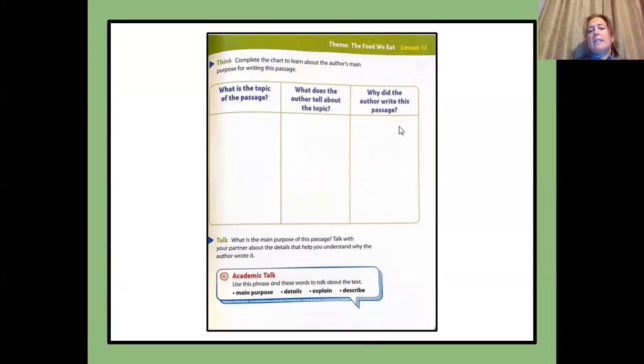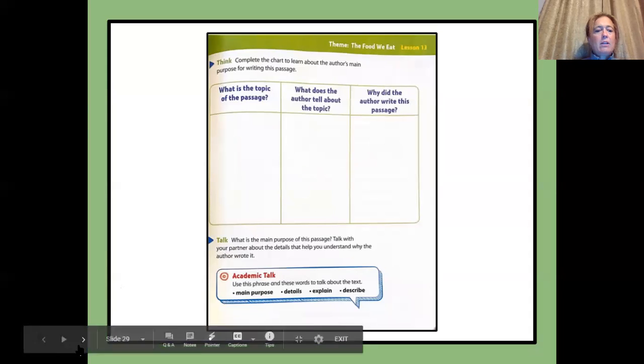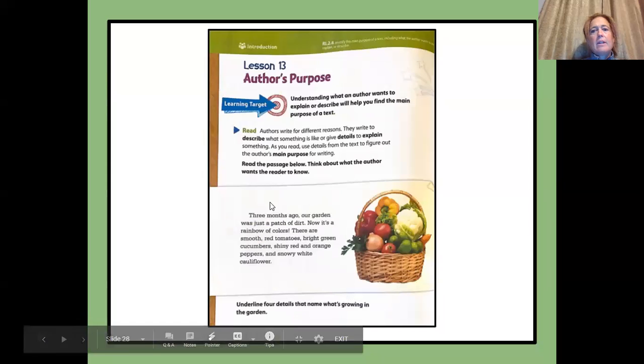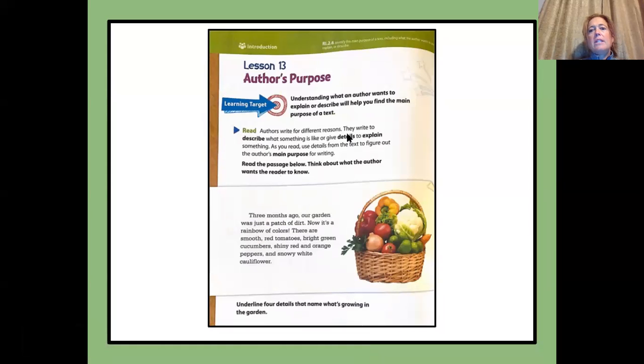All right. So why did the author write this passage? Well, let's look back at our list. Did the author describe what something is like or give details to explain something? Or did the author answer a question? So which one did the author do? Did they describe, explain, or answer a question?